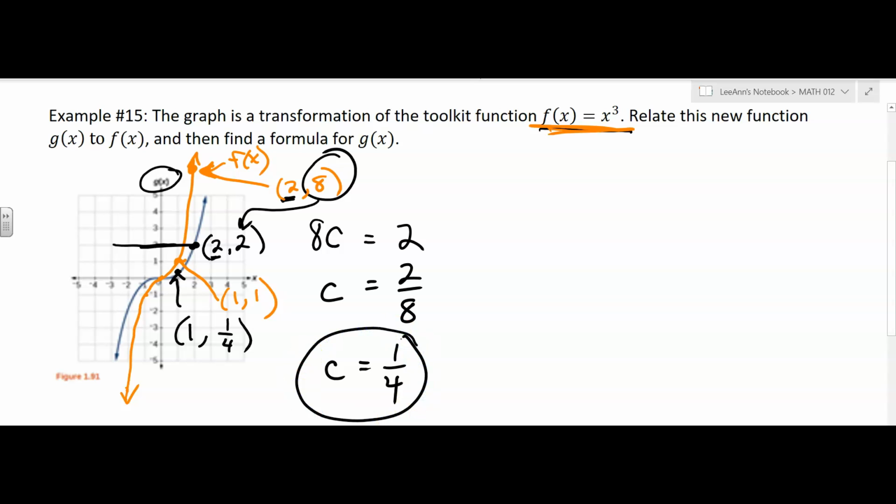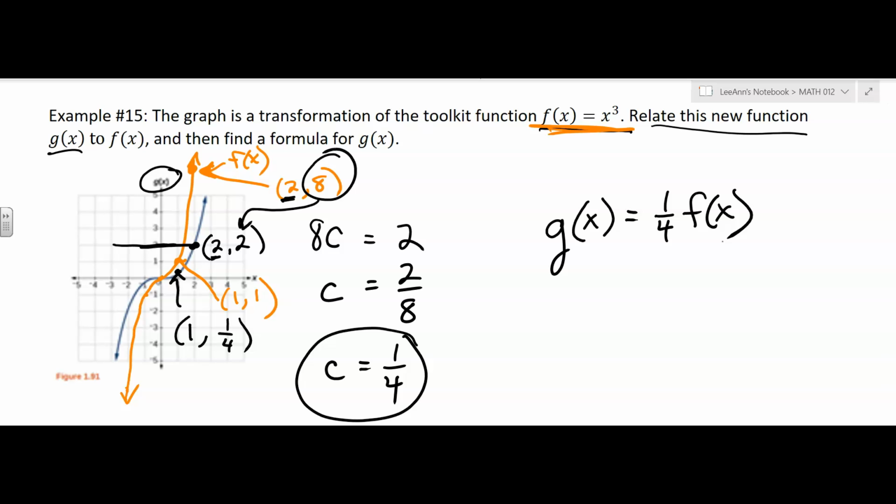Now we can relate this new function, g of x, to f of x, and find a formula for g of x. So g of x in this case is going to be 1/4 of f of x. So that's the constant we're multiplying by. Now if you're asking, well, why didn't you check any of the negative inputs and negative outputs? You could do that as well. I just did a couple.